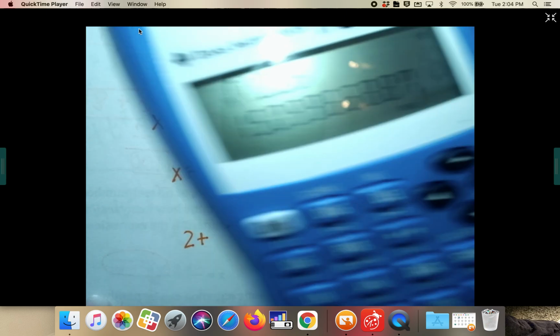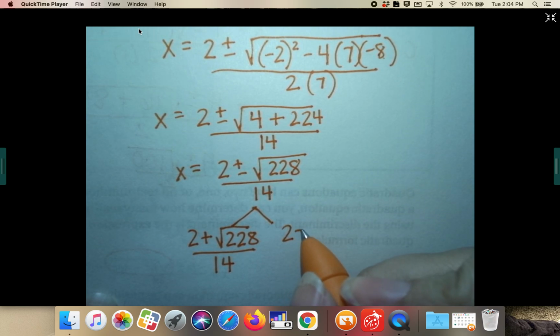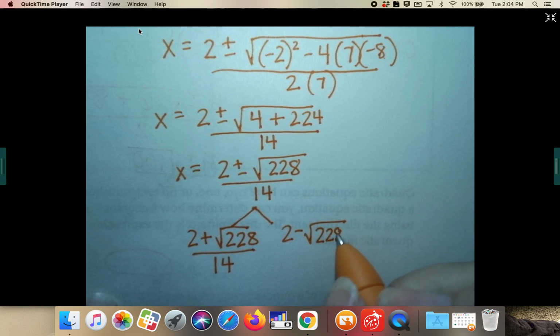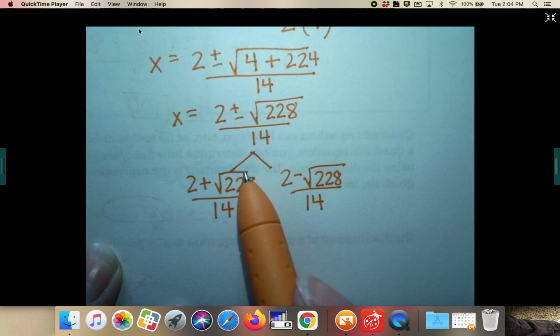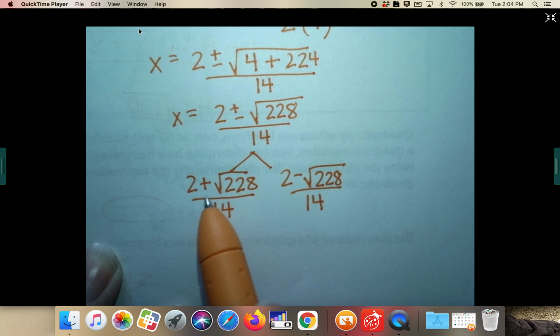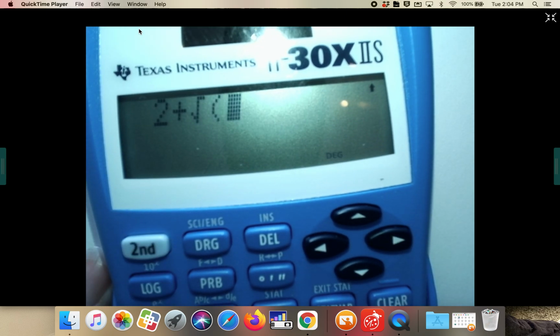So for right now, I'm just going to keep it the square root of 228 because we're going to have to get some crazy decimals. And I just want to branch these off first before we get there. So 228 divided by 14. Okay, see what I've done is I've done 2 plus the square root of this over 14 and 2 minus the square root of this over 14. So here's what I meant by if this doesn't come out evenly, we're just going to put it in our calculator exactly like that. So I'm going to type in 2 plus the square root of 228 equals divided by 14.